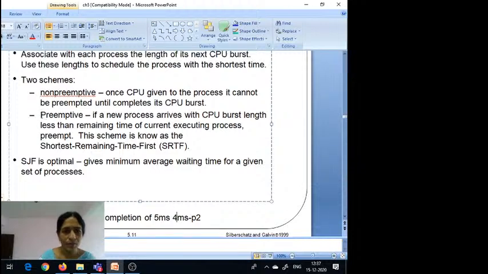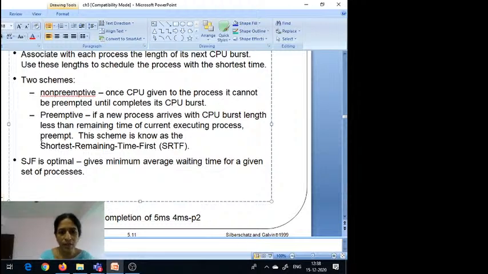The non-preemptive version means the shortest one is selected first, and for whatever burst time is given to that process, once the burst time is completed, the process leaves the CPU. That means it is emptied from the CPU. Whereas in the preemptive version, if a newly arrived process's burst time is less than the remaining time of the currently executing process, then the currently executing process, P1, is preempted from the CPU and P2 is assigned to the CPU.